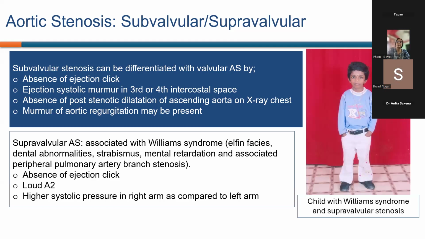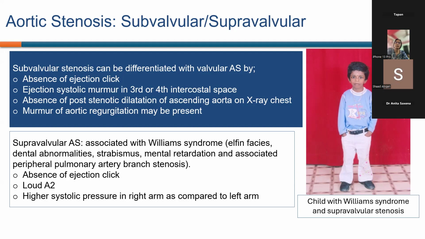Supravalvular AS, on the other hand, is rather rare in isolation. It is often associated with Williams syndrome, where you may also have peripheral pulmonary artery branch stenosis besides extracardiac abnormalities. Again, there will not be a click. A2 will be loud because A2 is in the high pressure circuit.